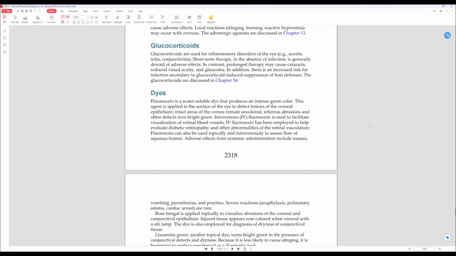Glucocorticoids are used for inflammatory disorders of the eye: uveitis, iritis, and conjunctivitis. Short-term therapy, in the absence of an infection, is generally devoid of any adverse effects. In contrast, prolonged therapy may cause cataracts, reduced visual acuity, and glaucoma. In addition, there is an increased risk for infection secondary to glucocorticoid-induced suppression of host defenses. The glucocorticoids are discussed in Chapter 56.